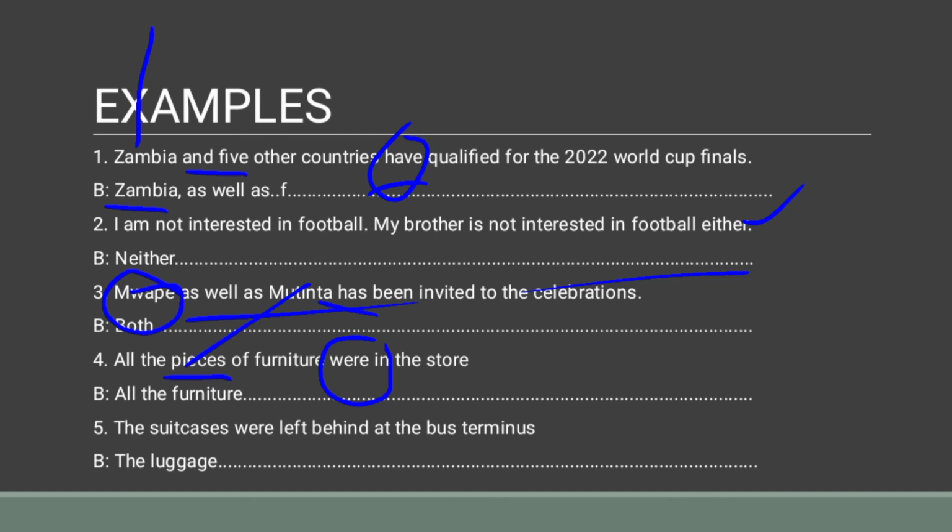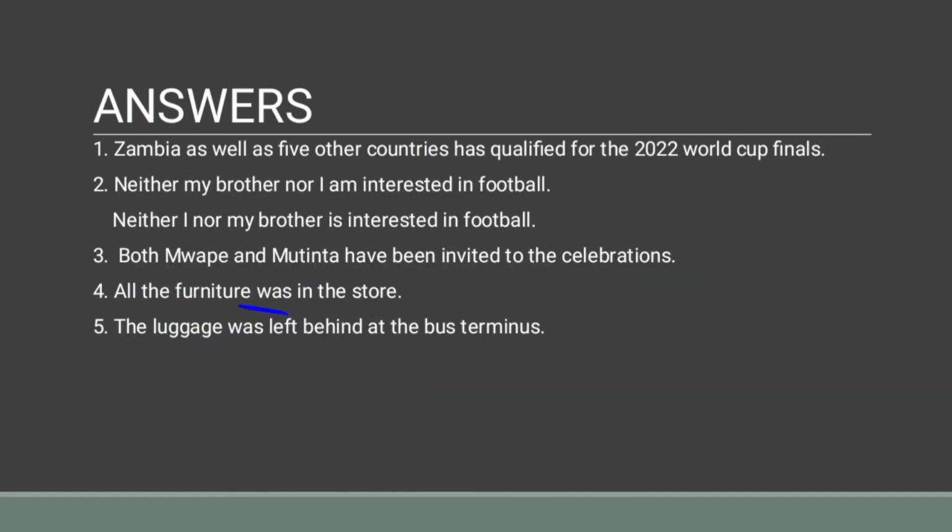Question 5. The suitcases were left behind at the terminus, at the bus terminus. The suitcases, because the suitcases is plural, the verb was what? Plural, were. But when we talk about luggage, then we have to put it as a compound subject. We're talking about it as one thing. The luggage. Since the luggage is a compound thing which is just one, singular, then we should say the luggage was left behind at the bus terminus. The luggage was left behind at the bus terminus.